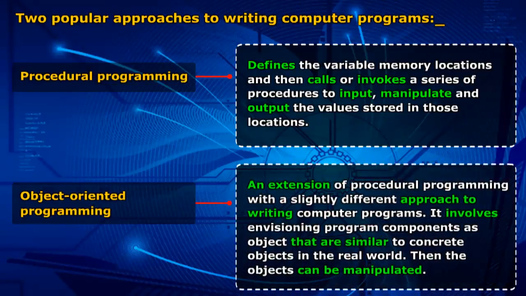Object-oriented programming is an extension of procedural programming in which you take a slightly different approach to writing computer programs. Thinking in an object-oriented manner involves envisioning program components as objects that are similar to concrete objects in the real world. Then you manipulate the objects to achieve a desired result.